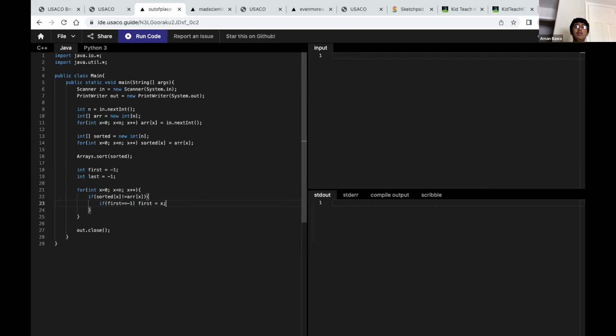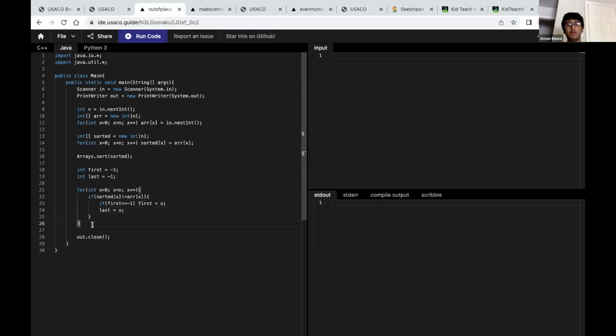Okay, but now how do I tell which one is the last mismatched index? Well, it doesn't really matter how I can tell, because the last time that I'm going to have a mismatched index, that will be the value of my last variable. So each time that I find another mismatched number, I can just set last to that number. And this way, once I get to the last index that actually mismatched, my last variable will contain that value.